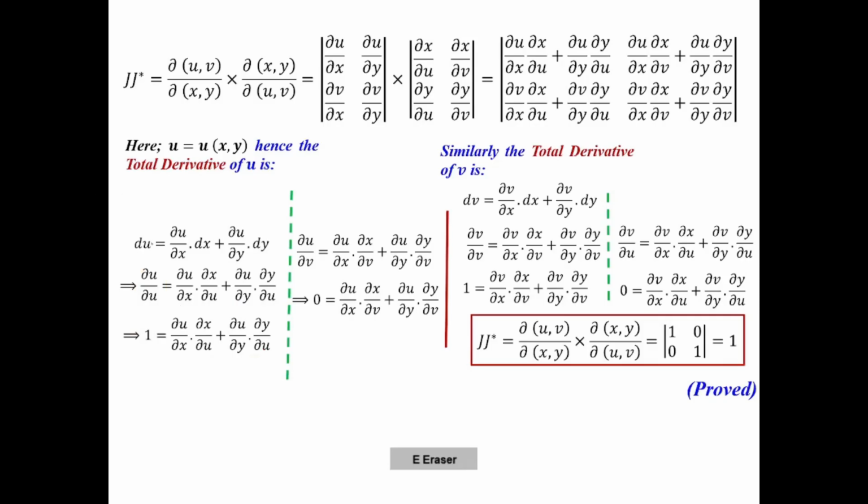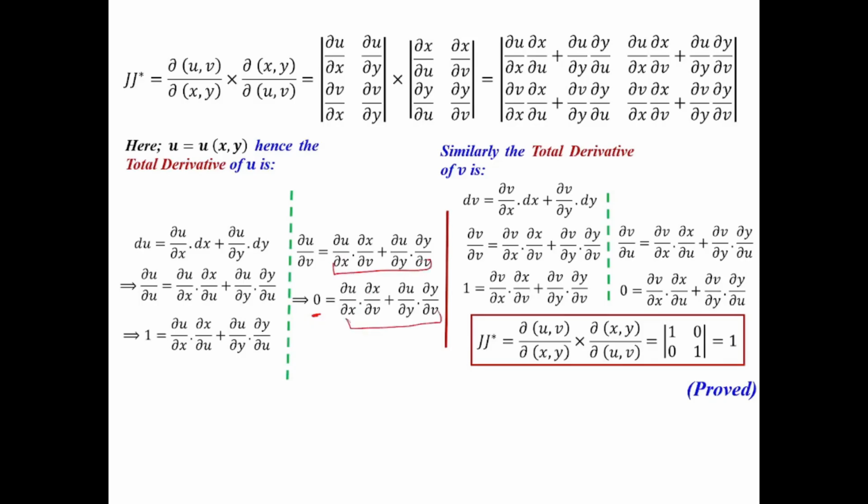Considering del u by del v, that means differentiating with respect to v, the right hand side will be del u by del x into del x by del v plus del u by del y into del y by del v. So del u by del v is equal to 0, equal to the same two terms.